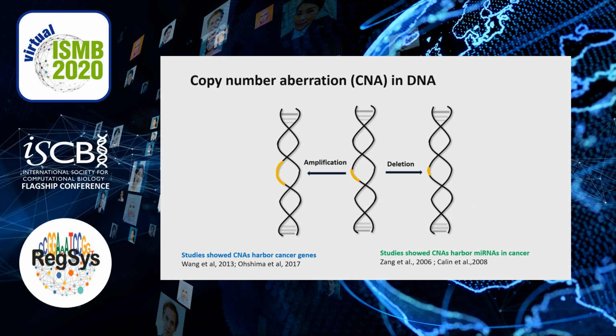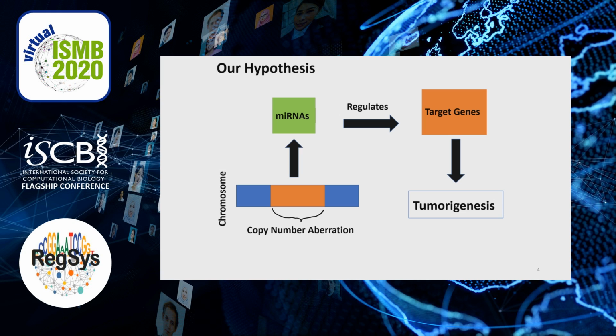In copy number aberration or CNA region, a segment of DNA gets amplified or deleted. Studies have showed that these CNA regions can host cancer driver genes and cancer driver microRNAs. Hence, for this study, our hypothesis was copy number aberrated regions could host driver microRNAs that regulate downstream target genes that are involved in key biological processes in cancer.